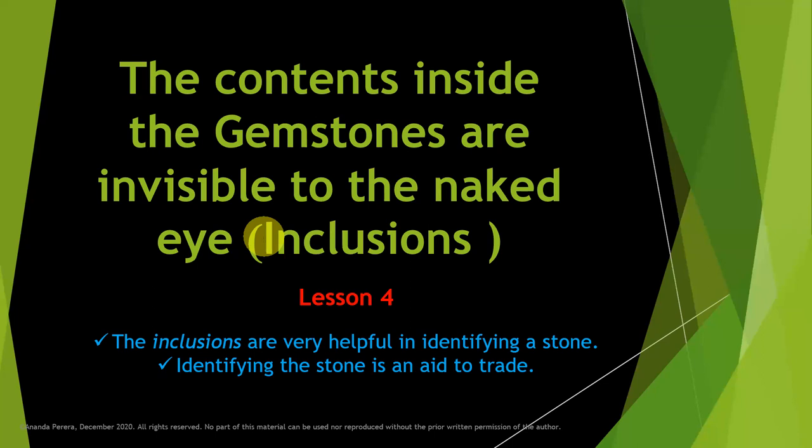Inclusion is not a damage, not a crack. Inclusions are sometimes visible, but not visible to the naked eye. The contents inside the gemstones are invisible to the naked eye. Those are called inclusions. Those inclusions are very useful to identify and tell some very important things regarding gemology and geology. So we are learning this from this lesson 4 and the future lessons after lesson number 49. So it is very, very important.